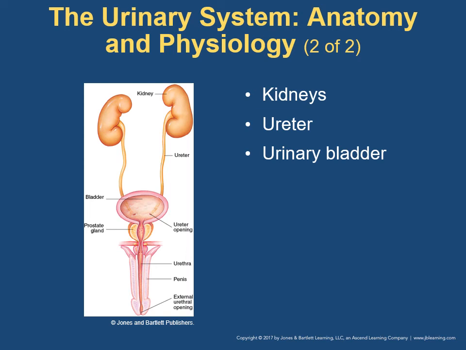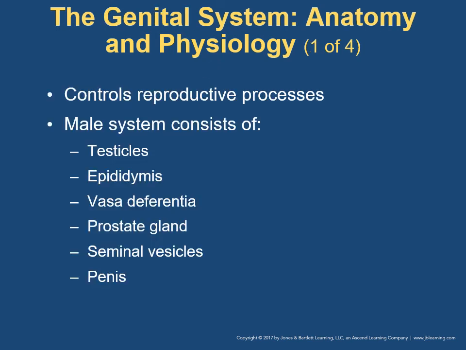A ureter passes from each kidney to drain into the urinary bladder. The urinary bladder is located immediately behind the pubic symphysis in the pelvic cavity. The bladder empties to the outside of the body through the urethra.